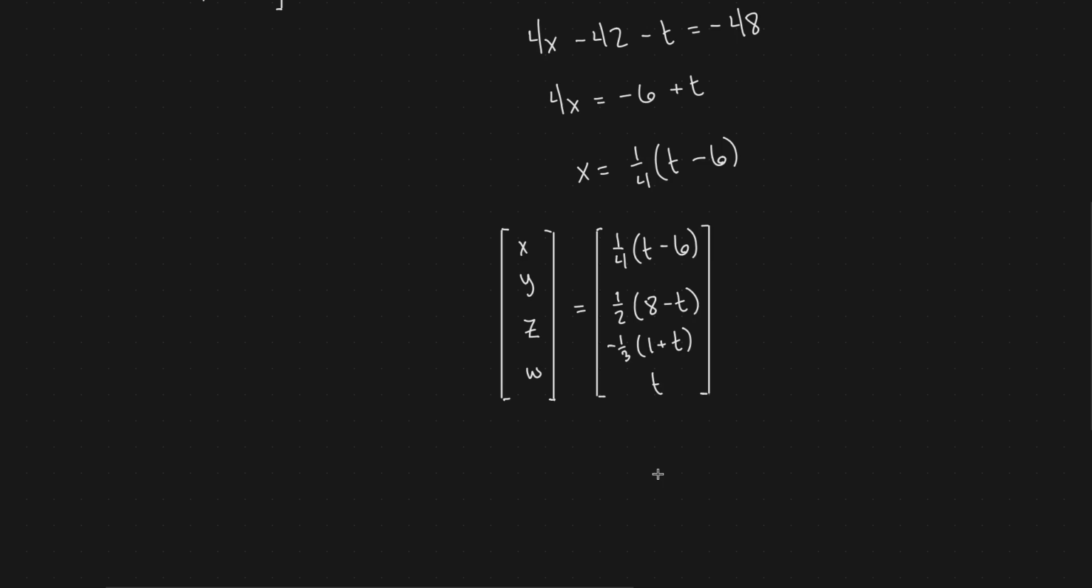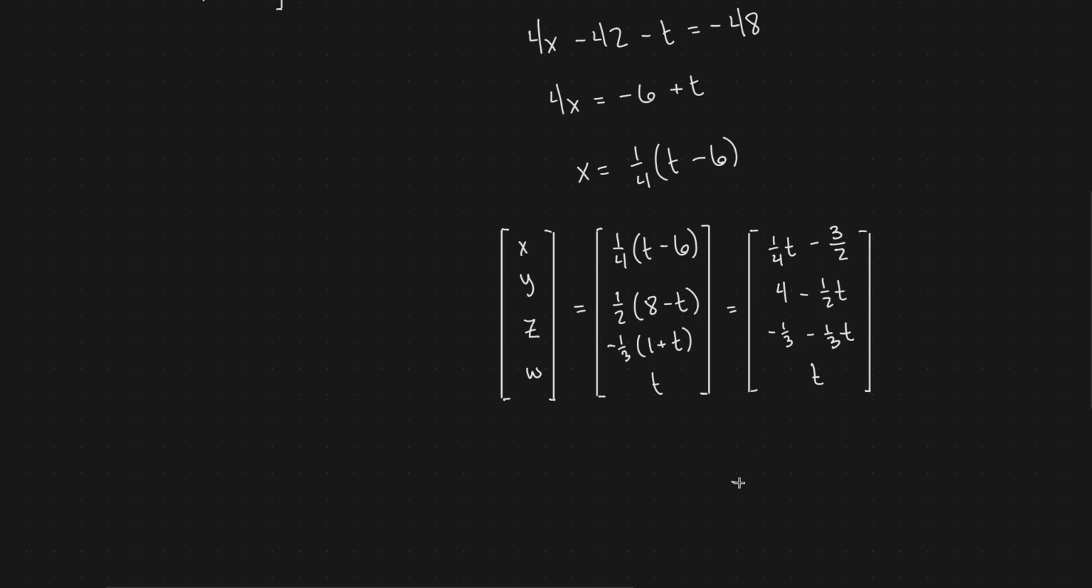And to make it a little more obvious what we have here, I'm going to break this into a couple pieces. I'm going to distribute each fraction here. So I get 1/4 t minus 3/2. If I distribute the 1/2, I get (4 minus t) over 2, let's go 1/2 t. And if I distribute the negative 1/3, I get negative 1/3 minus 1/3 t, and t.